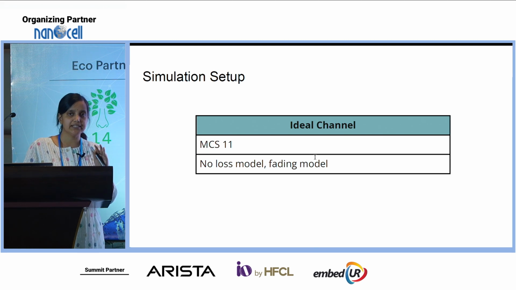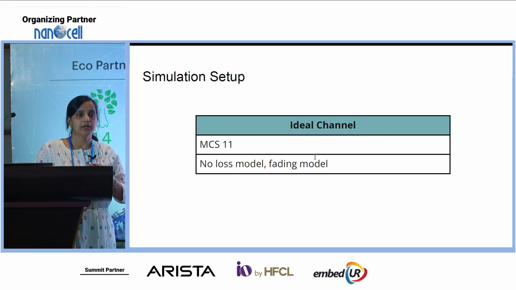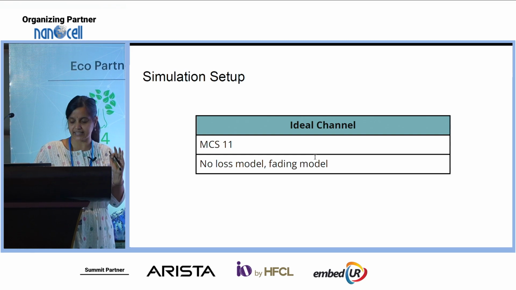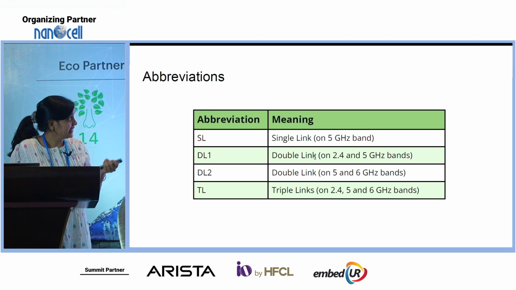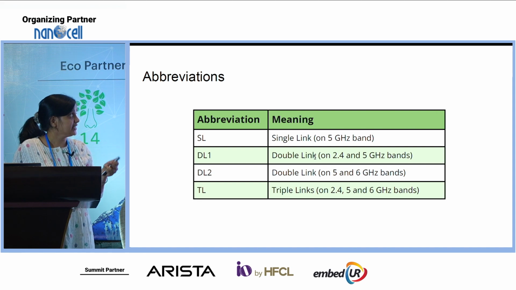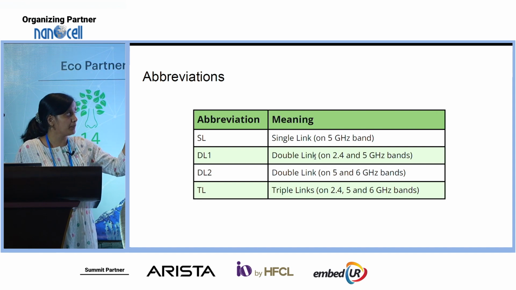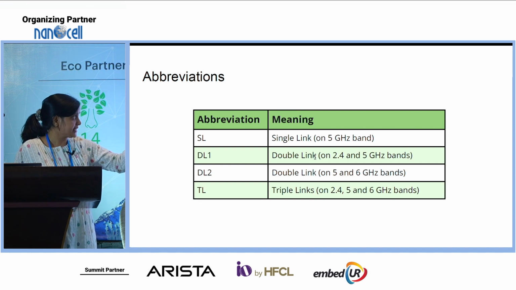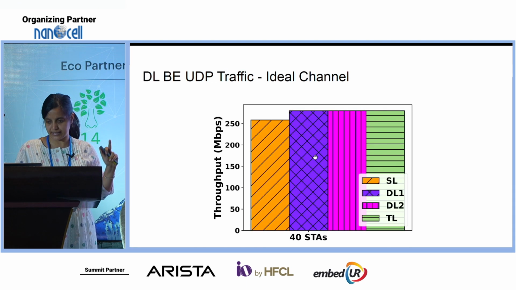We initially start with an ideal channel. There are no channel induced losses, no loss model, no fading model. It's a perfect channel. And here are some abbreviations: single link, double link 1 which is 2.4 plus 5, double link 2 which is 5 plus 6, and triple link which is 2.4, 5 and 6.